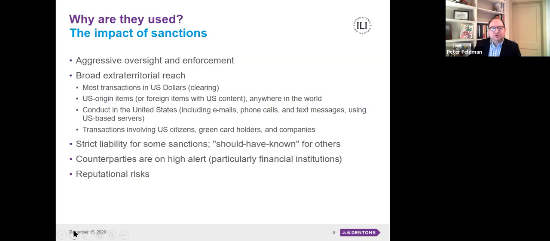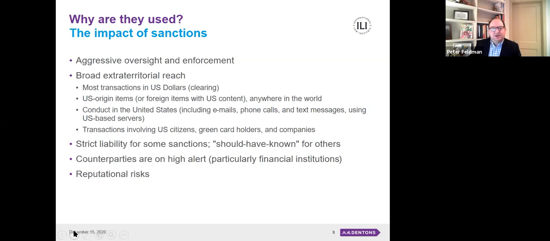And US sanctions also reach conduct that touches the United States, even in ways that I think most of us in the ordinary sense wouldn't consider to really involve the United States in a significant way. So we've seen actions, advisories, and guidance that sending emails or text messages and making phone calls to, through, or from the United States using US-based servers may be sufficient.